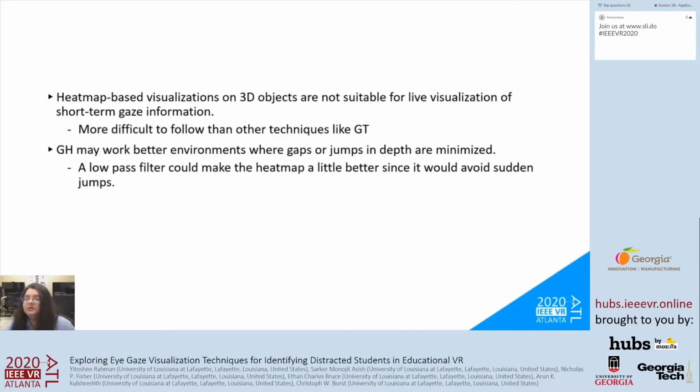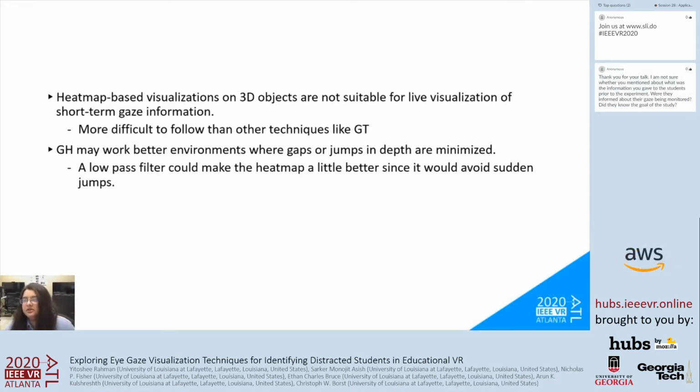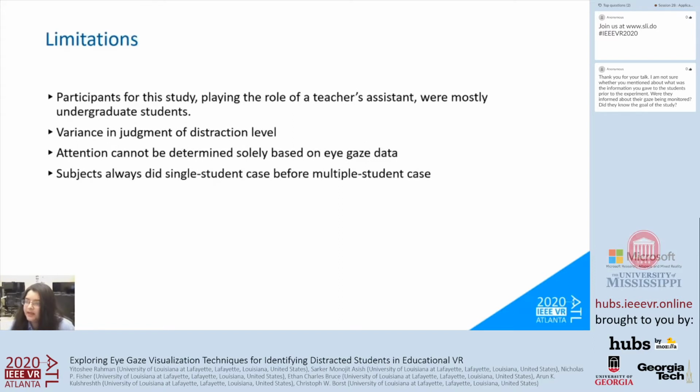The heat map cannot be rendered in mid-air, and there are visual gaps in updating points when gaze moves away from one object to another object during distraction. It is more difficult to follow than other techniques like gaze trail, which draws a continuous path across gaps. Possibly using a low-pass filter could make the heat maps a little bit easier, and it would also avoid sudden jumps in the gaze location, leading to fewer jumps in depth.